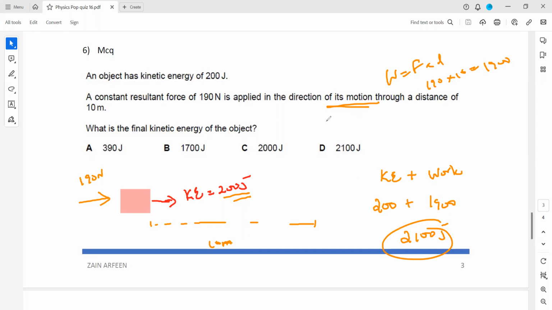So the object is already moving and we applied extra force to move the object faster, so its kinetic energy will increase. That's why D will be the right answer. Is the discussion clear? Clear, sir.